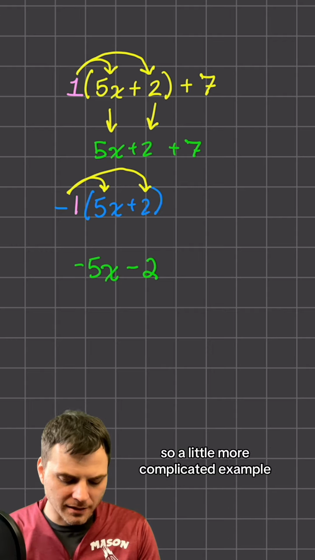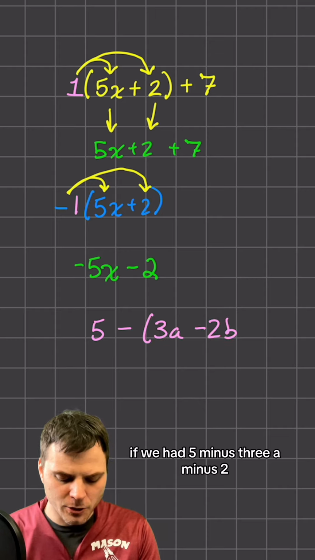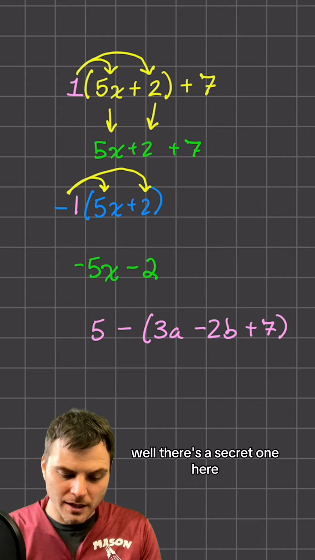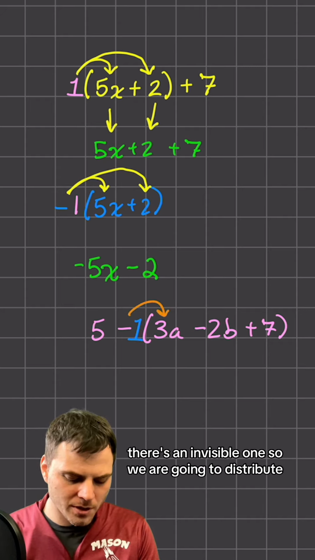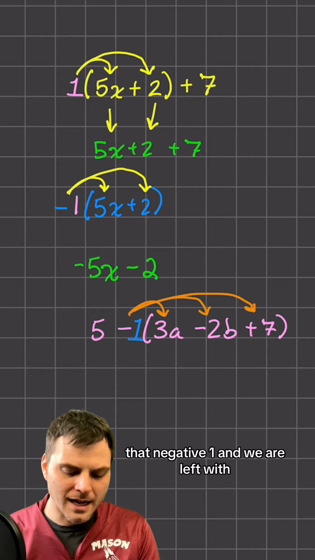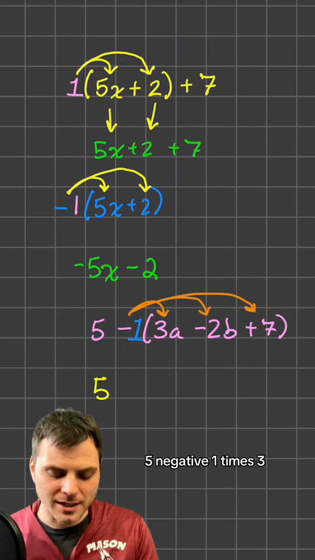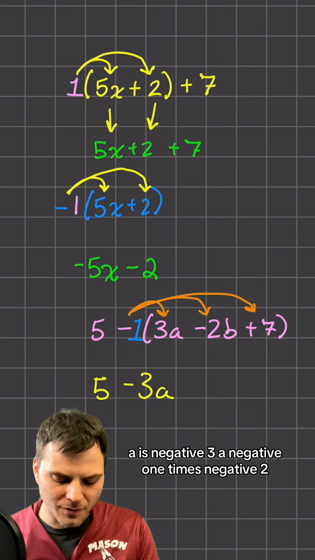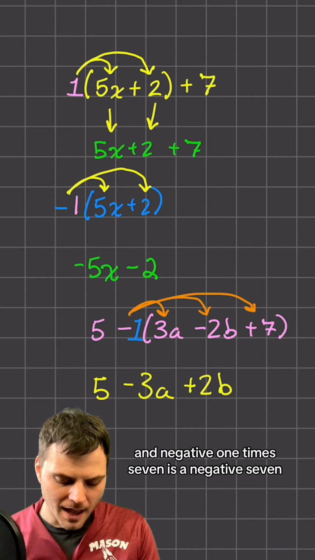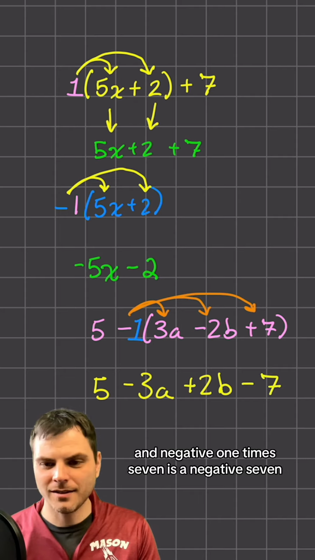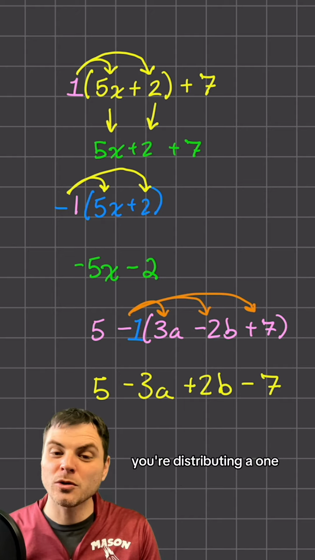So a little more complicated example, if we had 5 minus 3a minus 2b plus 7, well, there's a secret 1 here. There's an invisible 1. So we are going to distribute that negative 1, and we are left with 5, negative 1 times 3a is negative 3a, negative 1 times negative 2b is a positive 2b, and negative 1 times 7 is a negative 7. So make sure you are not just thinking of canceling the parentheses, you are distributing a 1.